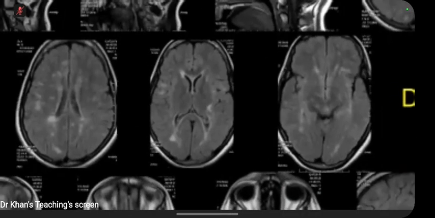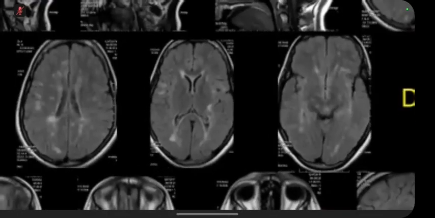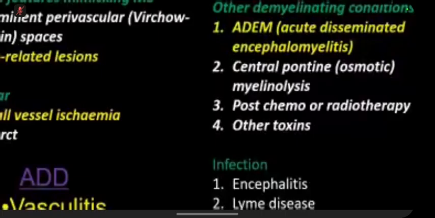I don't really have any for this distribution. It doesn't look like other white matter diseases like PRES or ADEM because of the distribution. I don't have any other differentials for it in this pattern. Okay, fine. But now we will come back to this.